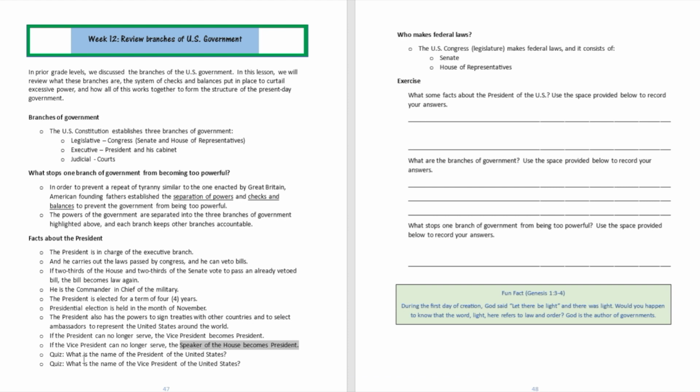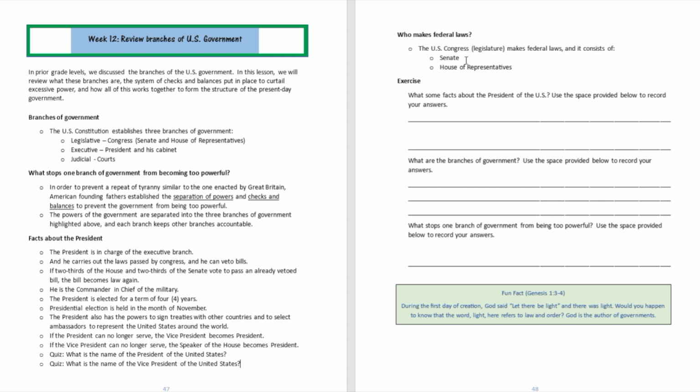Alright, so we've got a quiz for you. When you are watching this presentation, what is the name of the President of the United States of America? In 2023, the name of the President of the United States of America is President Joe Biden. Another quiz for you. What is the name of the Vice President of the United States of America? Well, the name of the Vice President of the United States of America in 2023 is Vice President Kamala Harris. Alright, but if you're watching at a later date, 2025 or whatever year you're watching, it's going to be all over the news. You are going to know the name of the president and the vice president.